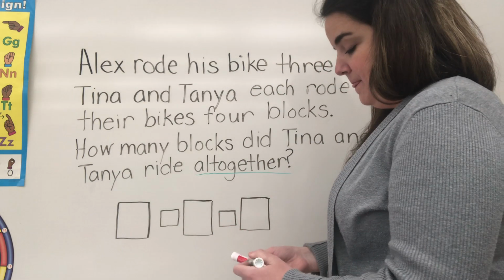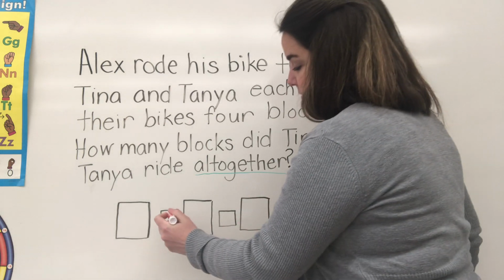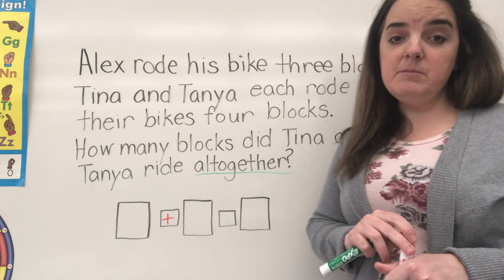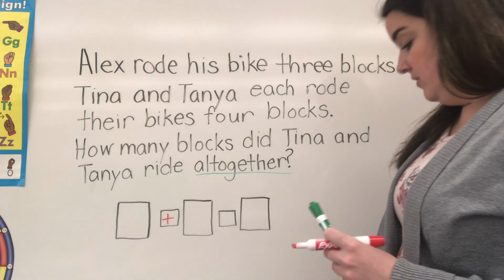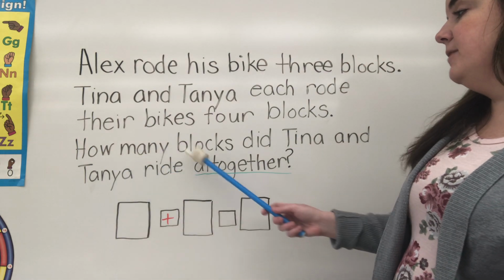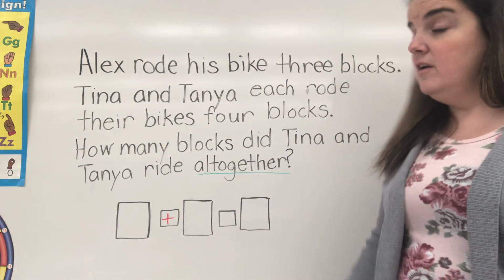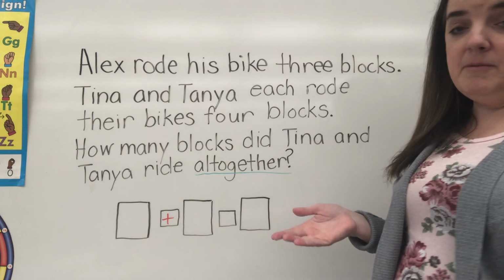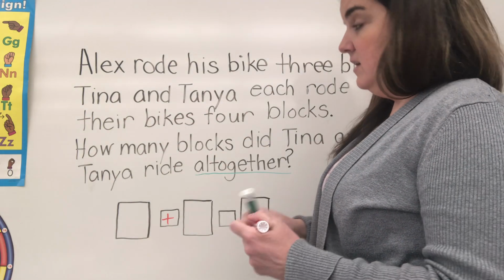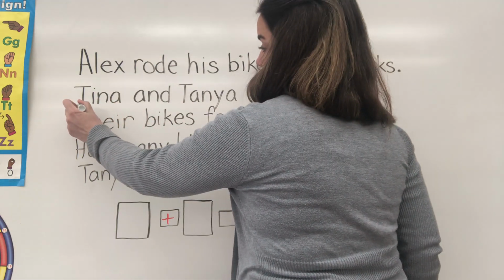So, let me get my red marker out here, and I know that I'm going to add. Now I need to figure out what numbers I'm going to add. So let's go back here again. It says, how many blocks did Tina and Tanya ride all together? So let's go back to the top of our story problem, and let's look for Tina and Tanya. Okay, here's Tina. So I'm going to underline Tina.